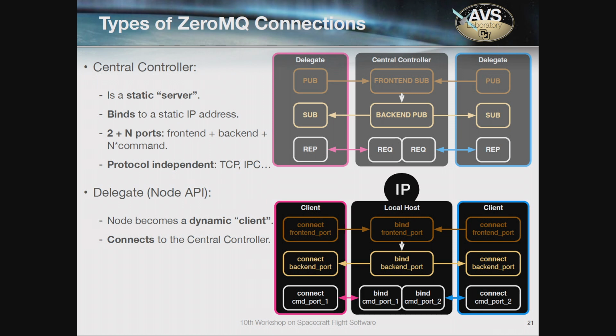In regard to the nodes, through the delegate API that is attached to them, each of the nodes essentially becomes a dynamic client. And we see this dynamicity in the fact that the nodes connect to a certain address and port instead of binding, which is what the controller does. So with this strategy, the server is always required, but the clients are just independent entities that don't rely on each other for any kind of transaction.